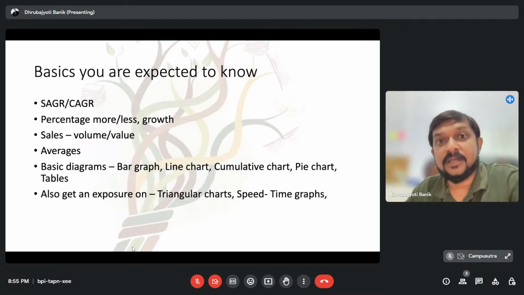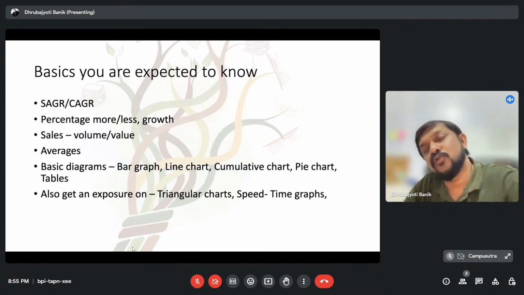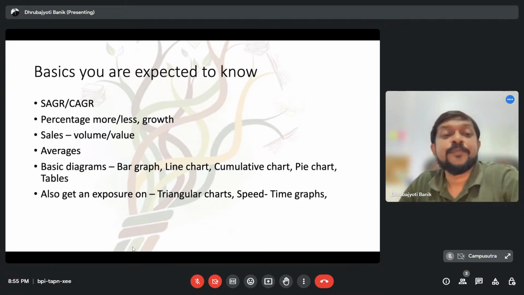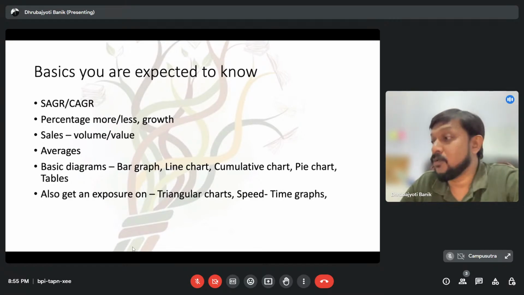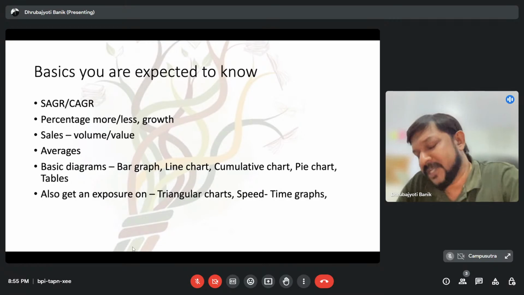However, the basics that you are expected to know for DI, and I insist, even for all, irrespective of your background, simple annual growth rate, compounded annual growth rate. These are two things, and how do you calculate them? What is the interrelationship between the two? This is something which might be given as an abbreviation and not explained to you. They are sometimes explained, but sometimes not explained as well.